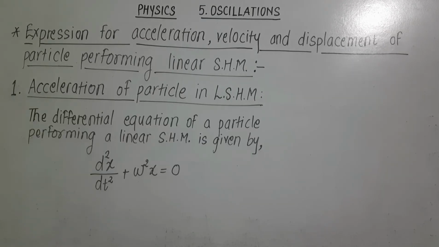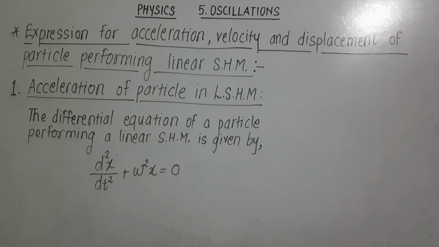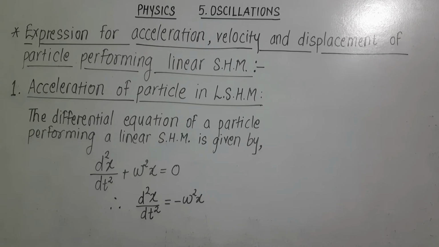In the previous lecture, we have seen that the differential equation of a particle performing linear SHM is given by d square x upon dt square plus omega square x is equal to 0. Now we are going to use this equation. Rearranging it, we get d square x upon dt square is equal to minus omega square x.